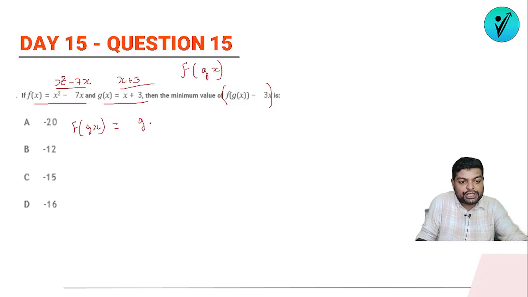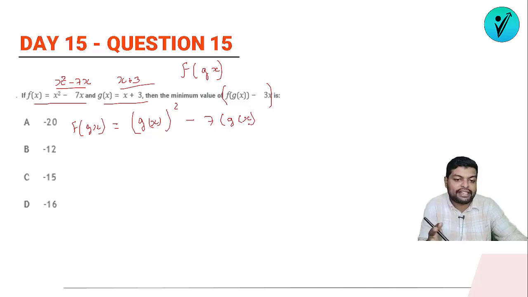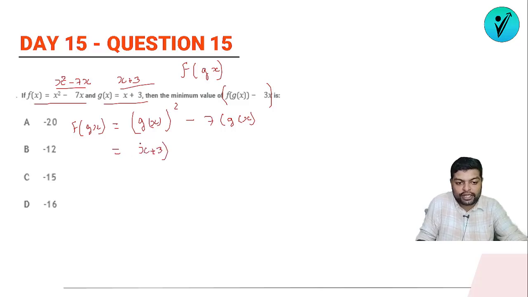f of g of x will be what? It will be g of x whole square minus 7 times of g of x. Meaning wherever x will be there, simply हमें x को क्या करना है? g of x से रिप्लेस कर देना है. What is the value of g of x? It is x plus 3. So ultimately we will have x plus 3 whole square, minus 7 times of x plus 3.